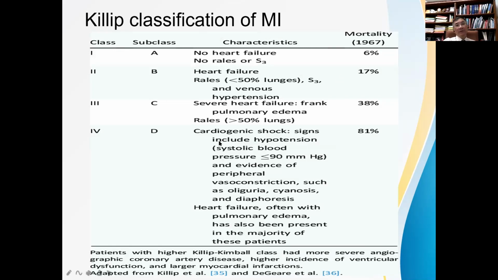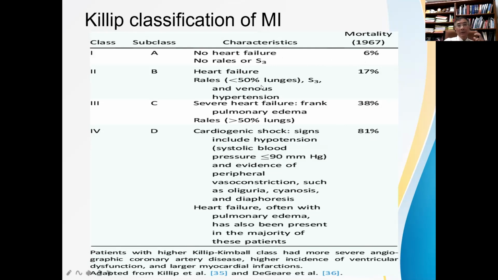This slide shows the key classification for a heart attack. Now, this is seldom used these days, and as you can see, this comes from more than 50 years ago, but it is shown to show you that you actually can predict the outcome of a patient based on simple clinical examination. Now, a patient with a heart attack but is otherwise comfortable with no evidence of strain or heart failure will have a mortality of 6%.